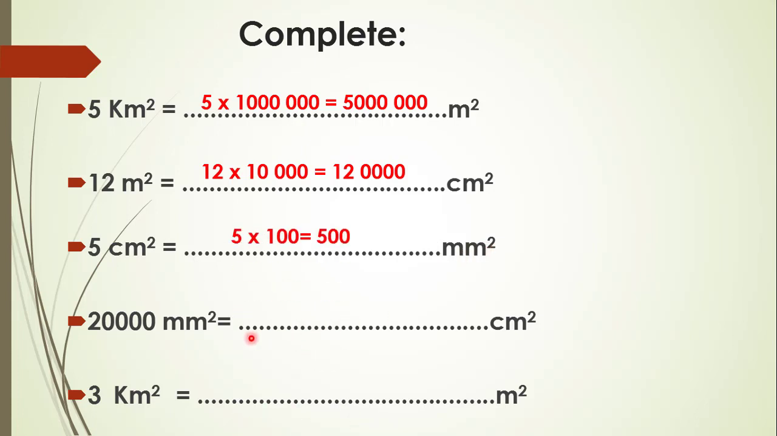The next one, I want to convert from small units, millimeter squared, to the greater unit, centimeter squared, and there is no unit in between, so I divide. But in this case, I divide by 100. If you want to divide, it means cancel 2 zeros. Divided by 100 means cancel 2 zeros. Okay, the last one, 3 kilometers squared to meter squared, as we did here, we will multiply by 1 million because 1 kilometer squared equal 1 million meter squared. So the result is 3 million meters squared.